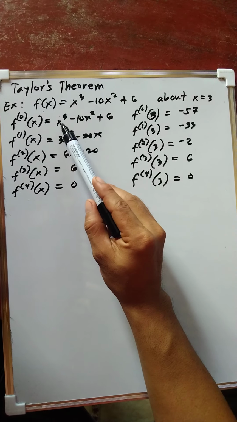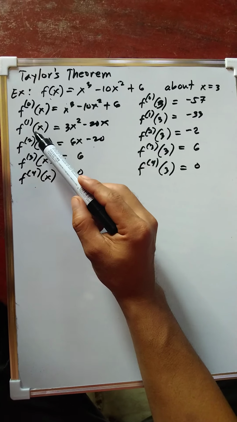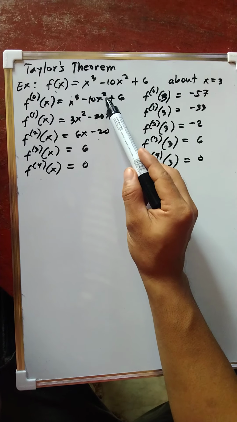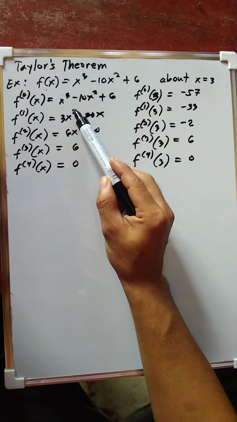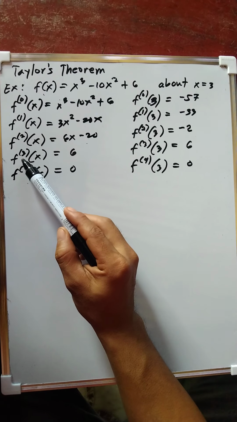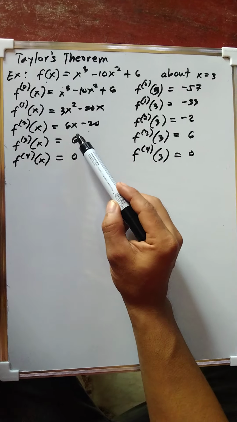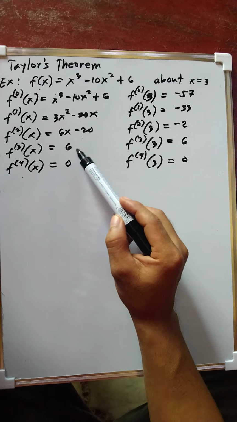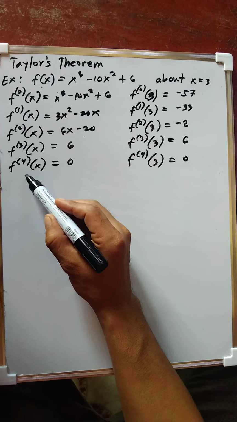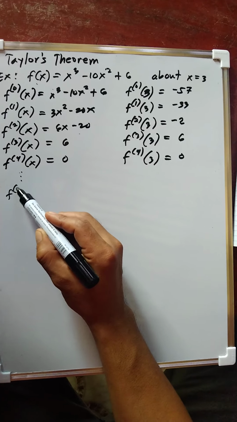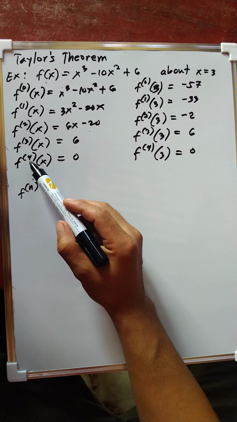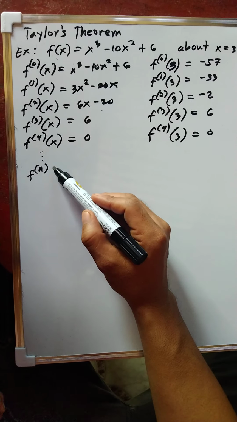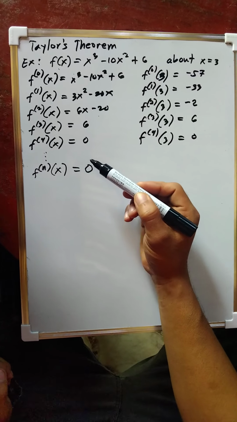So our given function is x cubed minus 10x squared plus 6. For the first derivative, denoted by f raised into 1 of x, is equal to 3x squared minus 20x. For the second derivative, we have 6x minus 20. While for the third derivative, denoted by f raised into 3 of x, is equal to 6. For the fourth derivative, we have equal to 0, since the derivative of a constant is equal to 0. So we can conclude that f raised into n of x, for n greater than or equal to 4, is equal to 0.